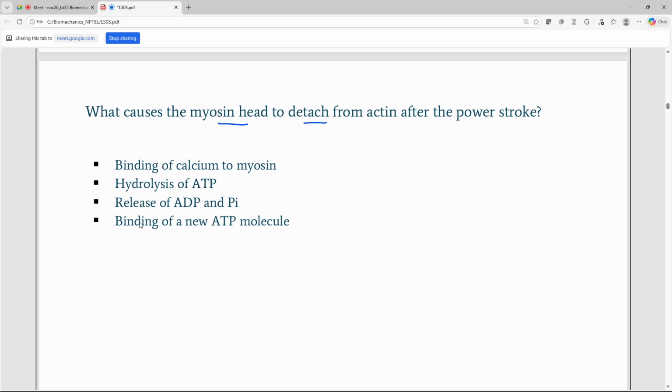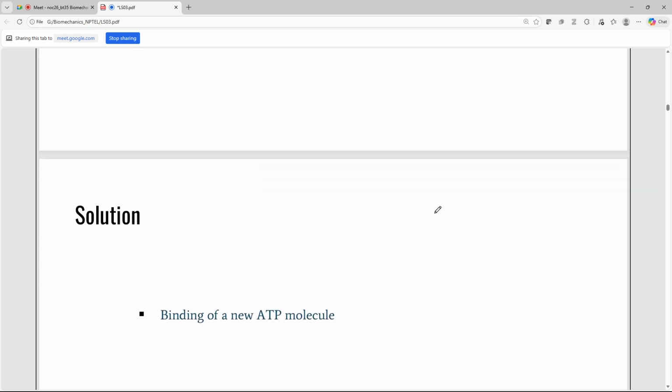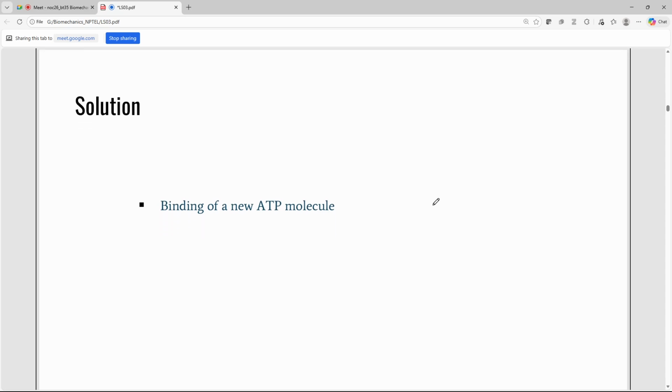The answer is the fourth one, that is binding of a new ATP molecule. When a new ATP molecule binds to myosin, it will detach from the actin.